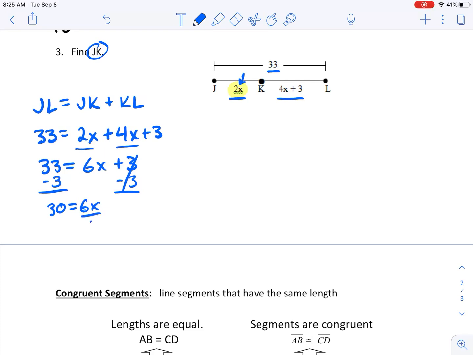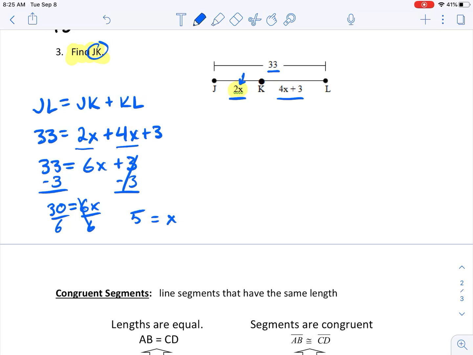I have 30 equals 6x. Divide by 6, and I get, and I'll have to put it over here, but that's okay. I get x on one side, and 30 divided by 6 is 5. Now that is not our final answer.